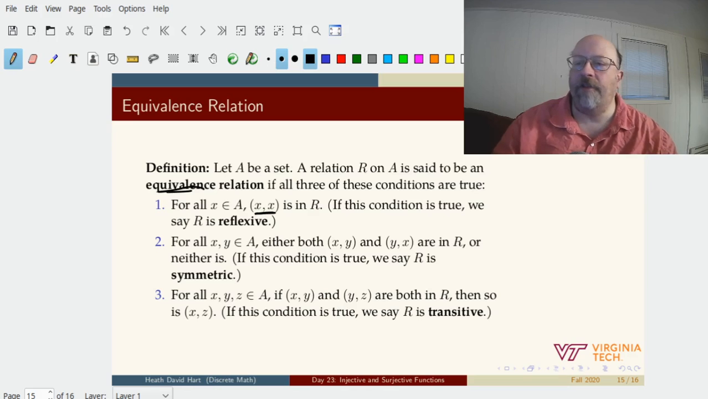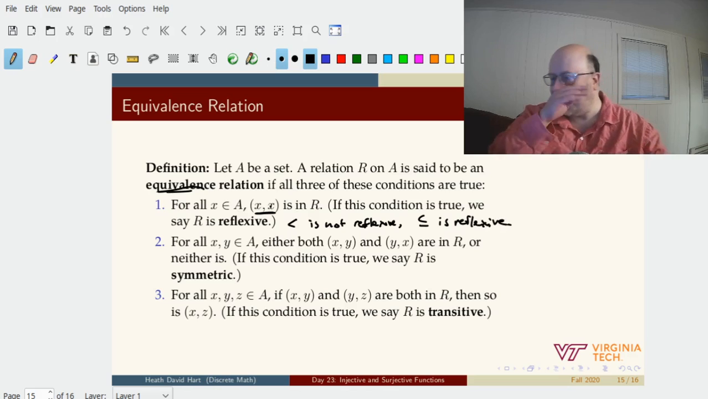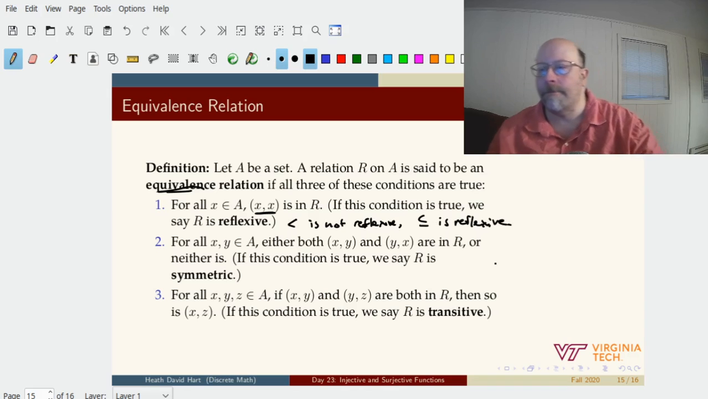If this condition is true, then we say that the relation is reflexive. So less than is not reflexive, but less than or equal to is reflexive. Because any number is less than or equal to itself. I can put the same number on both sides and it's true.